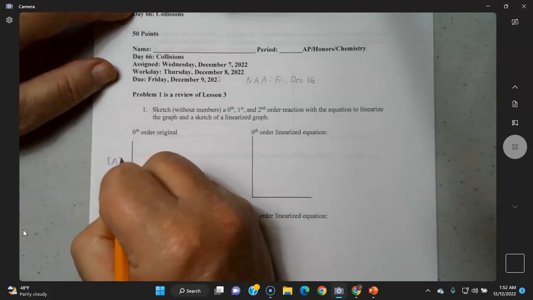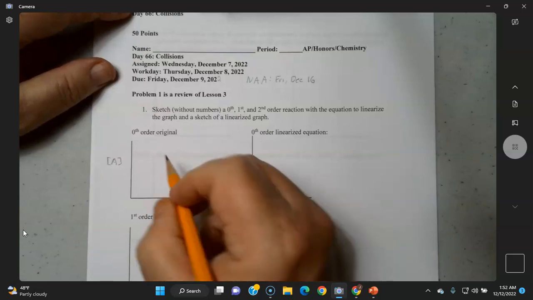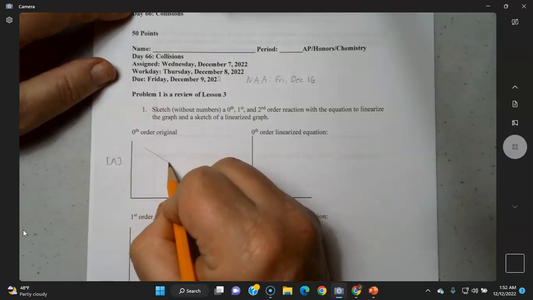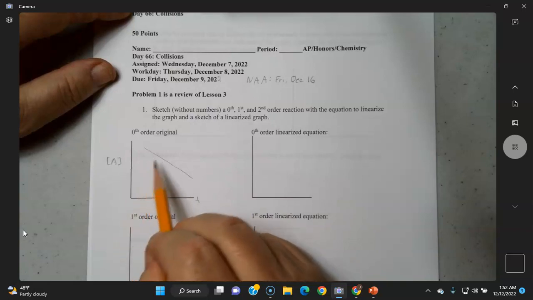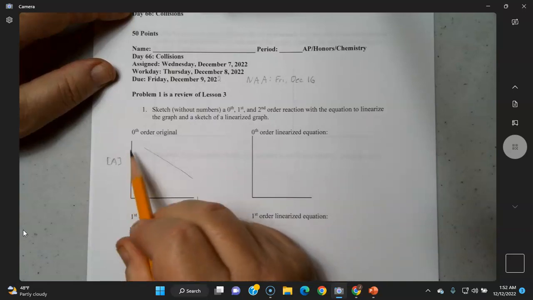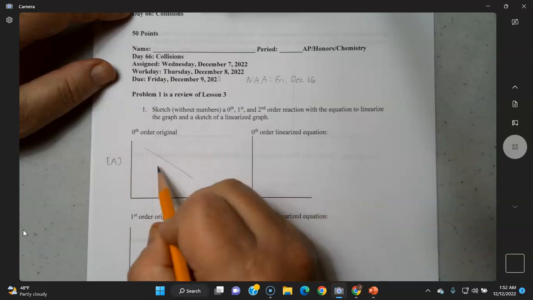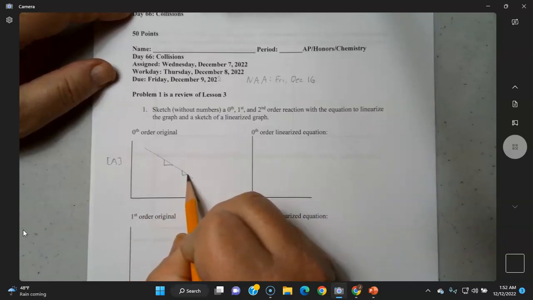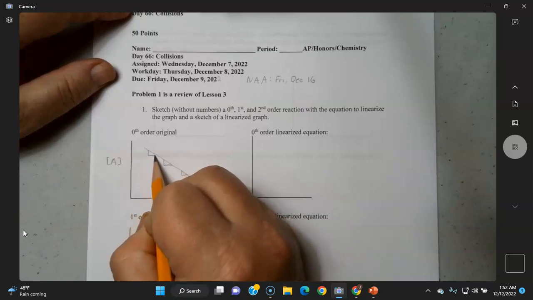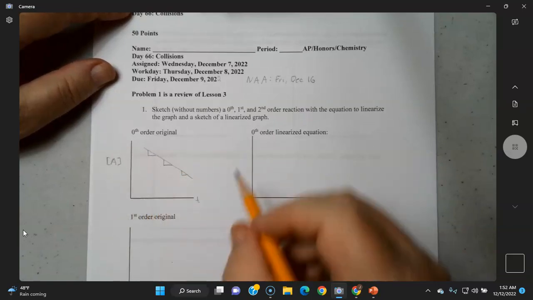concentration of A versus time is going to be a negatively sloped straight line. So concentration versus time, it doesn't matter what the concentration is, how high or low it is on this line. The rate is going to be the slope of the line, and that's going to be constant. Wherever you are, you're going to have the same rate, the same slope. So that means it doesn't change.